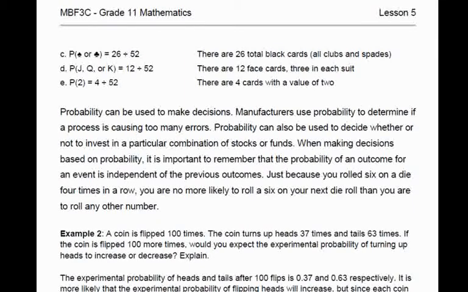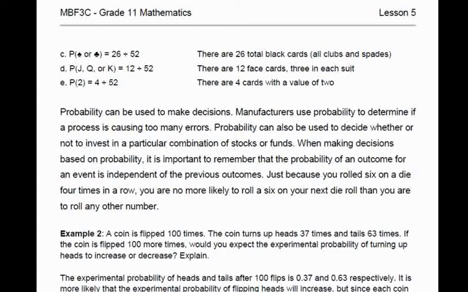And then we have the probability of a jack, queen, or king. That is 12 out of 52, because those are the face cards. There are 3 face cards in each suit, so there are 12 altogether. The probability of getting a 2: there would be 4 twos because there's 1 two in each of the 4 suits. So 4 out of 52.